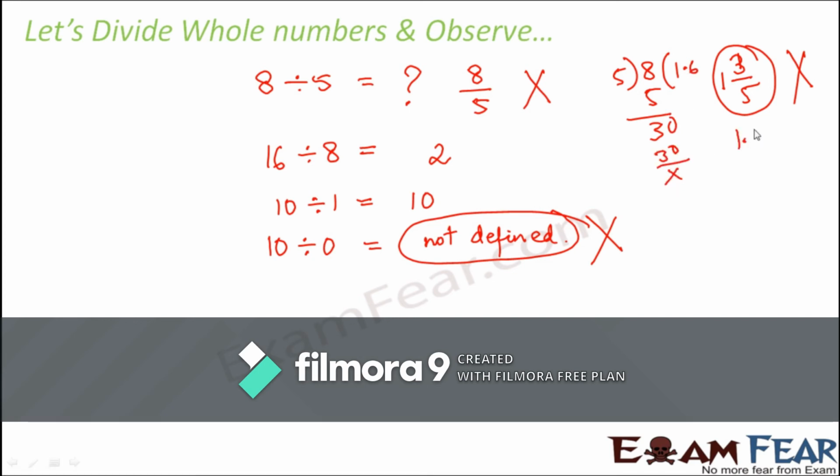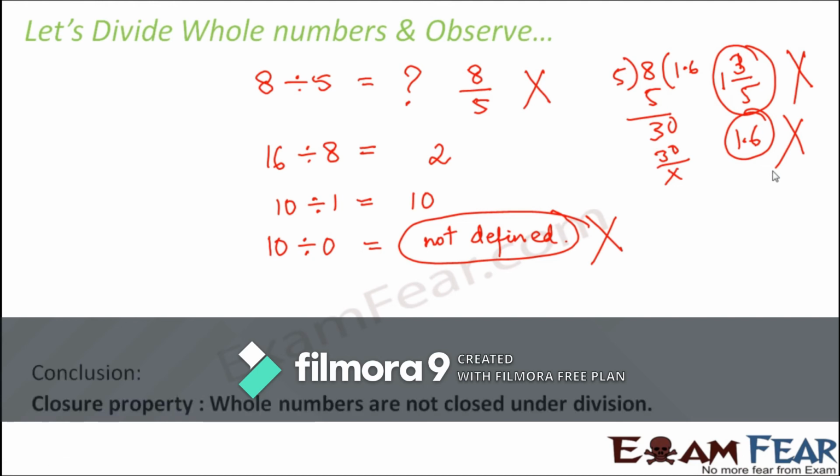So you can write it as 1.6, which is again not a whole number. So basically the result of division is not always a whole number. So whole numbers again are not closed under division. So out of addition, subtraction, multiplication and division, we see that addition and multiplication are closed, whereas division and subtraction are not closed. So the closure property holds true for addition and multiplication.